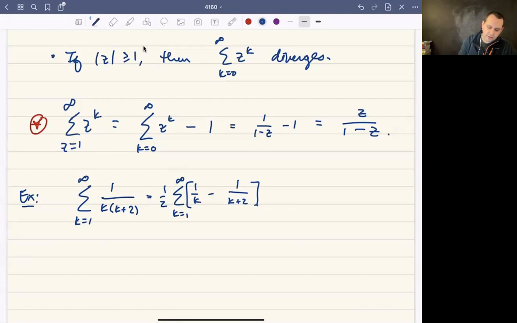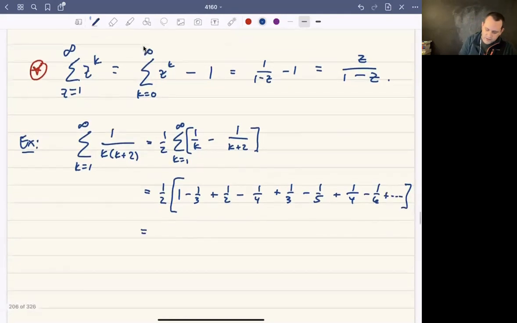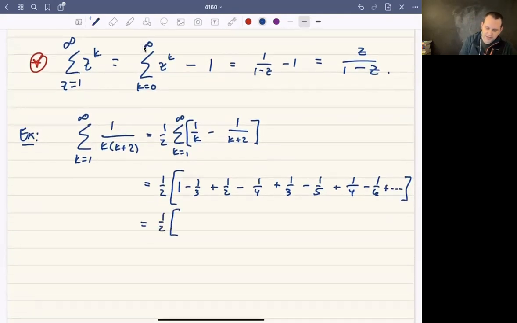And so let's see, if you start plugging in terms, this is going to be 1/2. We're going to have 1 minus a third plus a half minus a fourth plus a third minus a fifth plus 1/4 minus 1/6, and so on. Okay, and so if you notice, all these terms are going to cancel.